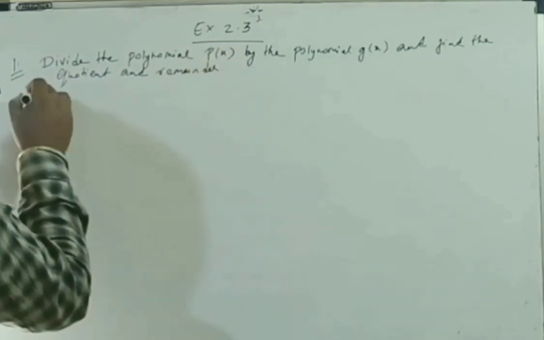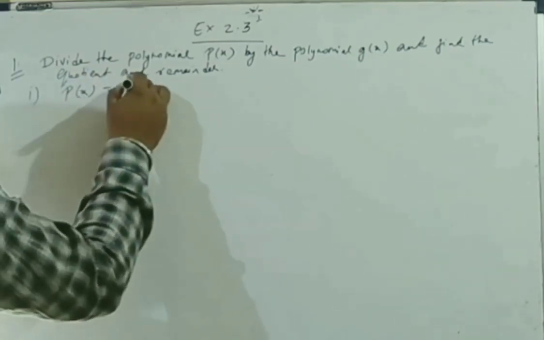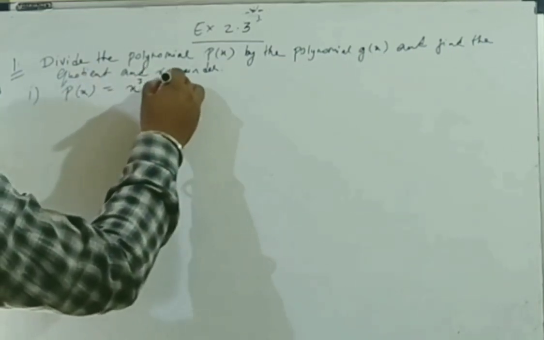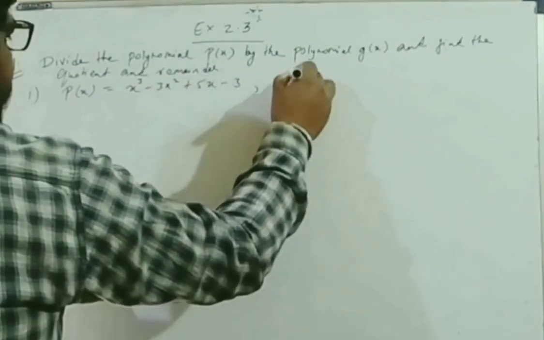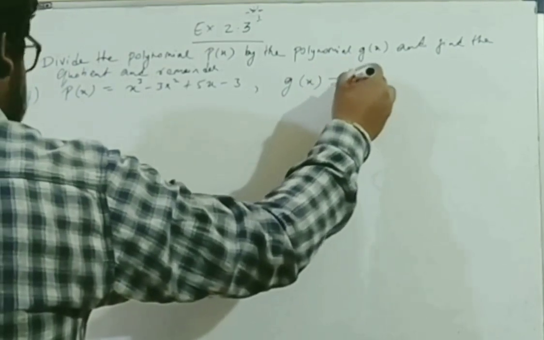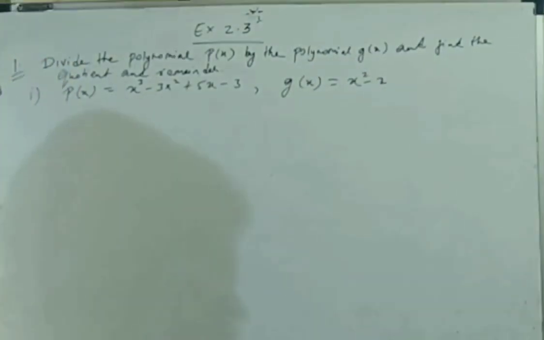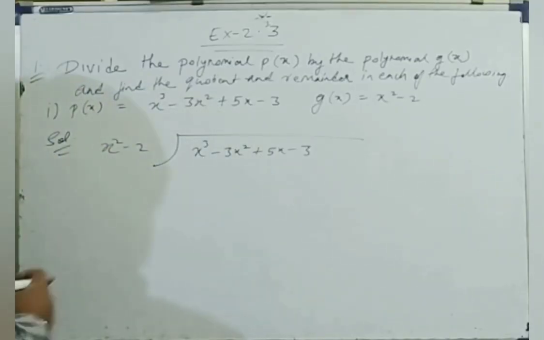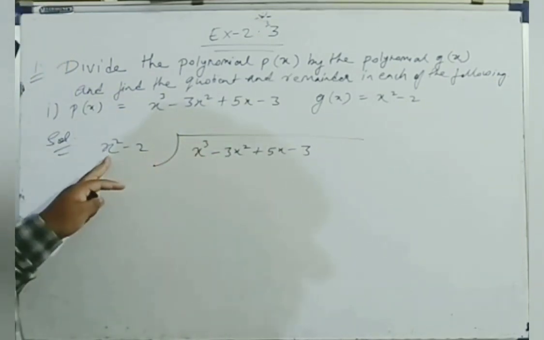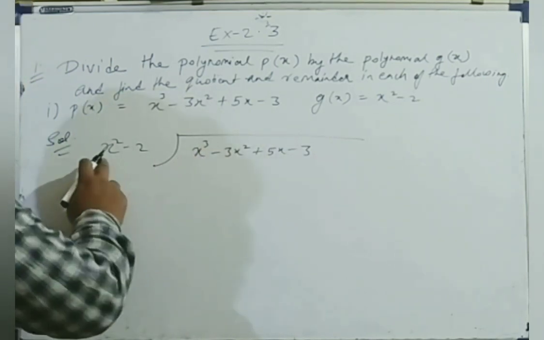Okay, so the first part is p of x is given, that is x cube minus 3x square plus 5x minus 3, and another polynomial is given, that is g of x, x square minus 2. Okay, so what you have to do here is divide by x square minus 2. Okay, so how do we start division? Just see the first term of this and the first term of this.